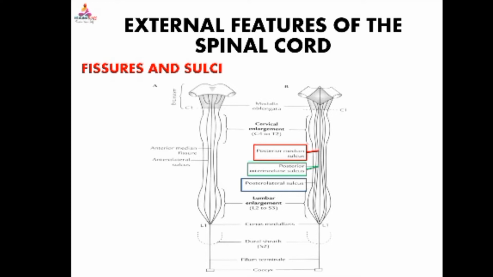The surface of the cord is divided into two symmetrical halves by an anterior median fissure and posterior median sulcus. Each half of the cord is further subdivided into posterior, lateral, and anterior regions by the anterolateral and posterolateral sulci. The ventral root fibers emerge through the anterolateral sulcus and the dorsal root fibers of the spinal nerves enter through the posterolateral sulcus.